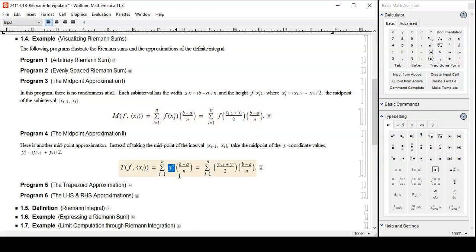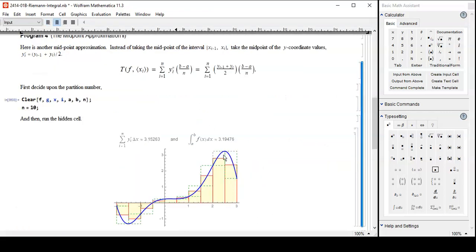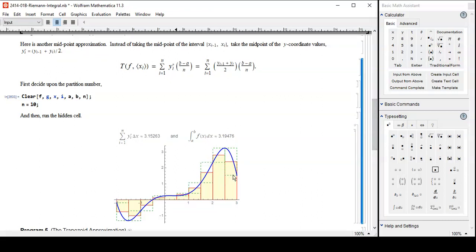This yi star is arbitrary in theory, but instead of taking arbitrary and getting some wild approximation, let's do this: yi minus 1 plus yi over 2. So the left-hand side y-coordinate value, the right-hand side y-coordinate value, and then right in the middle. This picture turned out to be a bit confusing because it gives you an illusion that I'm taking the midpoint of the maximum and the minimum, but no, minimum and maximum are not involved.